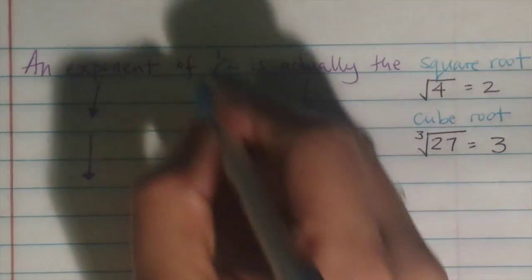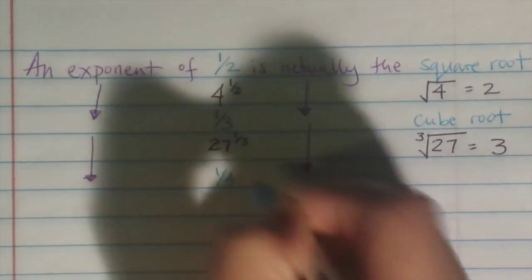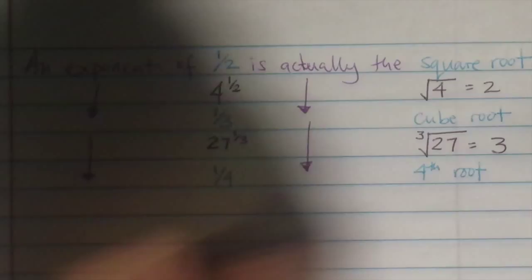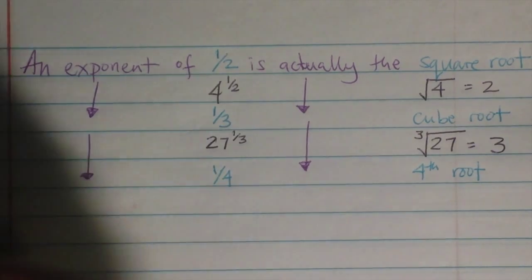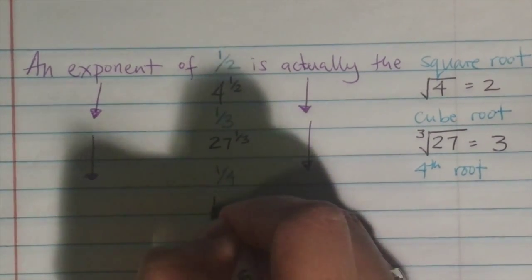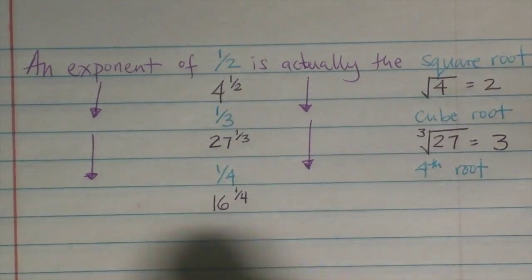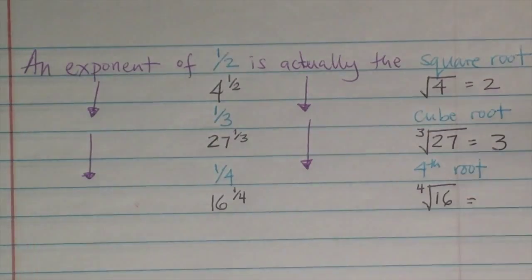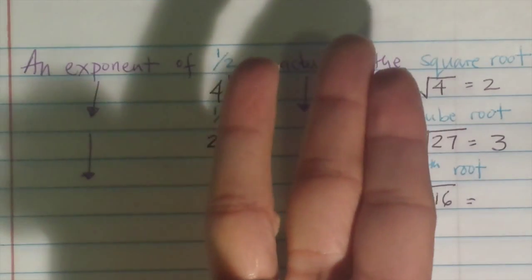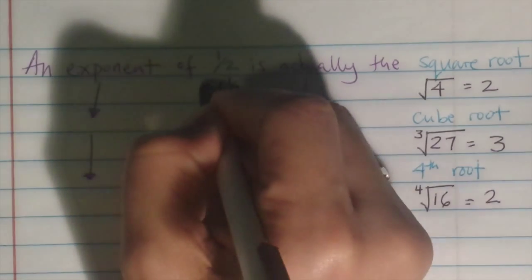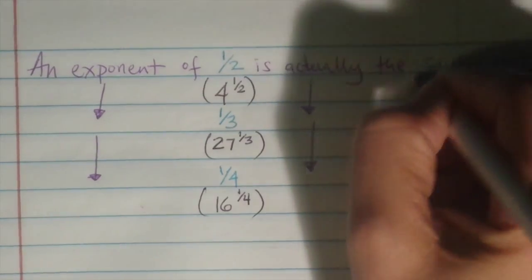An exponent of 1/4 is actually the 4th root. And you get the idea of this. So let's take a look at an example. Let's say 16 to the 1/4. So again, what number multiplied by itself 4 times is going to give you 16? Let me check 2. 2 times 2 is 4, times another 2 is 8, times another 2 is 16. So 2. 2 multiplied by itself 4 times is equal to 16.